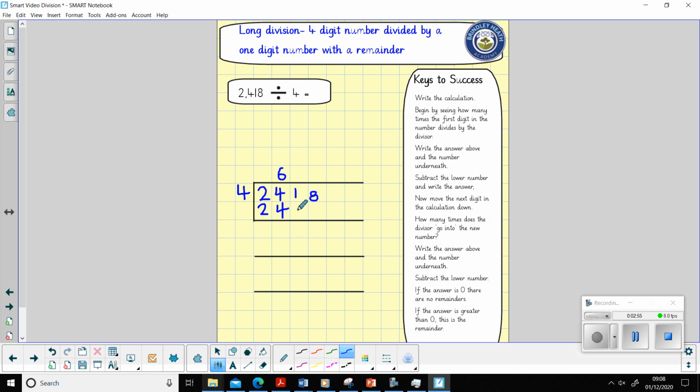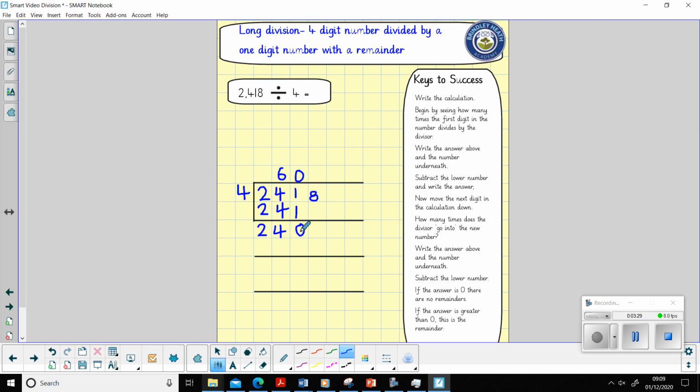What I need to do is then bring that next digit down. So now I'm asking how many 4s are in 241. Well, I know that there are 6 4s in 24. So if I think about my multiplying by 10, I know that there are 60 4s in 240. So I can pop my 240 in my bar, and because those digits are different I need to do a subtraction.